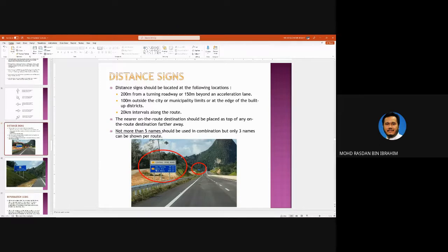So route means the route number. Route number over here. And this is the edge of the 100 meters outside the city or municipality. Okay, I want to show you this. This is a signboard designating the boundary of the state. This is Pahang, and the other side is Kelantan.